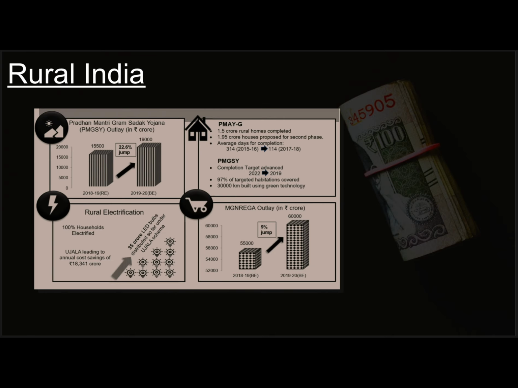Now talking about rural India. Outlay for Gram Sadak Yojana has been increased for rural connectivity. The Ujala scheme is also in vogue for rural electrification, and MGNREGA for employment guarantee for rural youth is also working as planned.